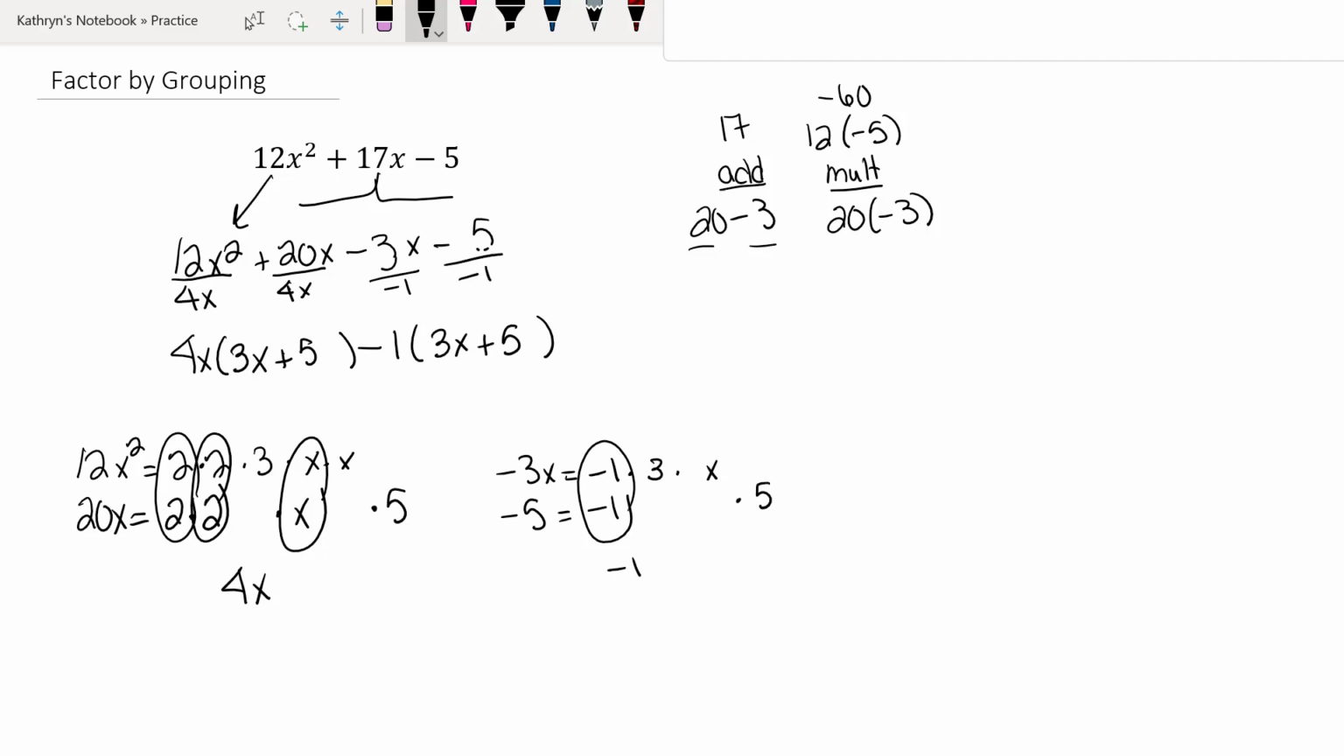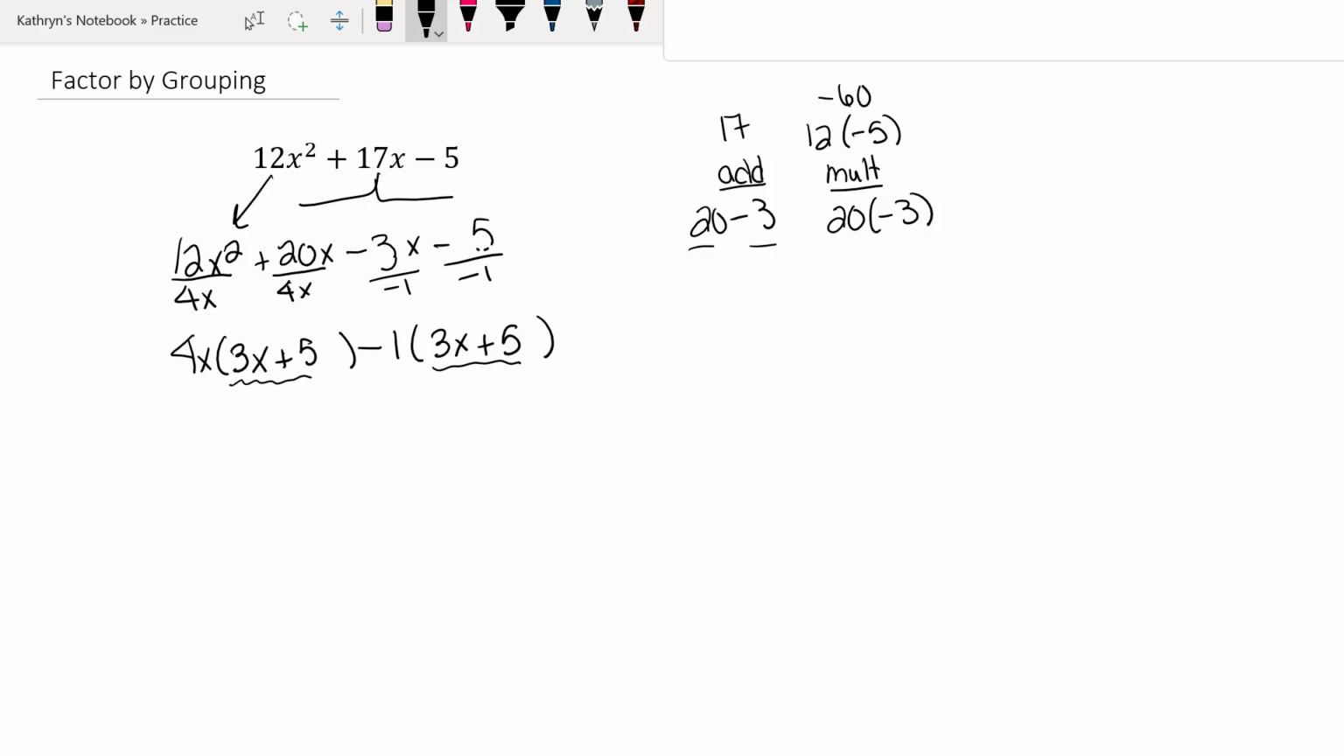Now, what's really great about this is these two match up. If they didn't match up, we'd have a problem there. We'd have to go back and see what we did wrong. But they match up, so we're going to keep going. Now, we're not done yet. We have the match, 3x plus 5. If I factor out 3x plus 5, I end up with 4x. If I factor out 3x plus 5, I end up with a negative 1. And that turns out to be our factored form.